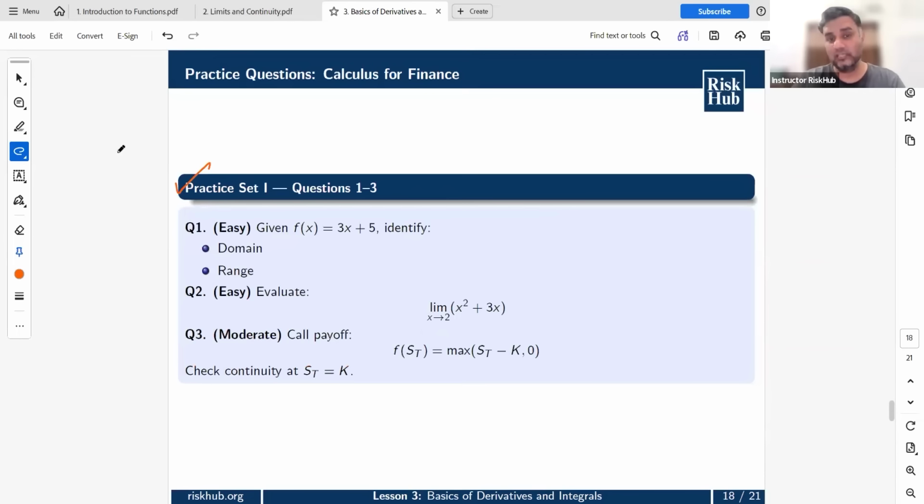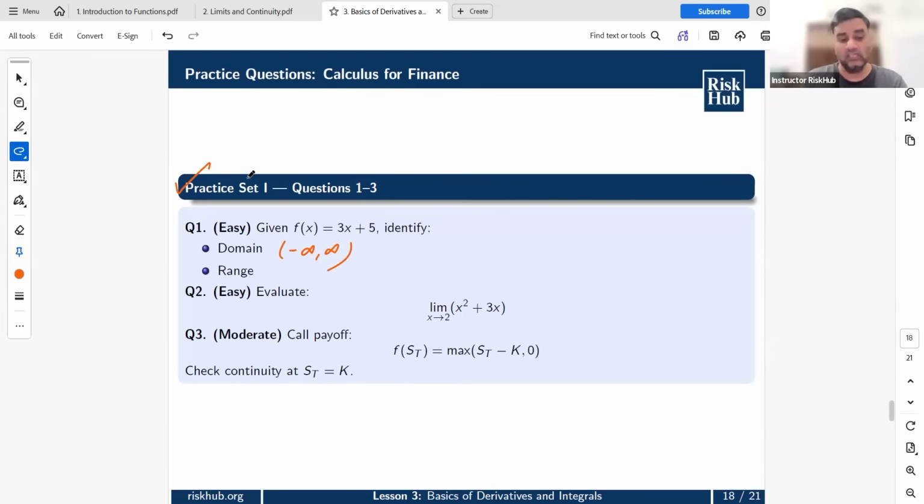Question 1, f(x) = 3x + 5. We need to identify the domain and range. What is the domain here? This is an easy question. A linear function has no restriction, so the domain here is minus infinity to infinity.